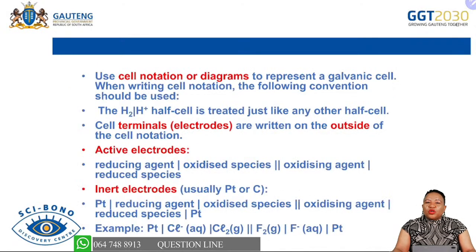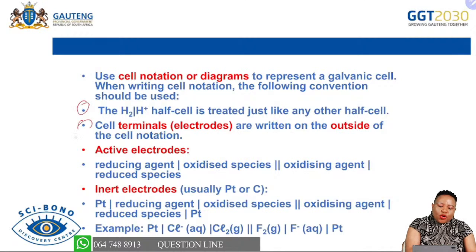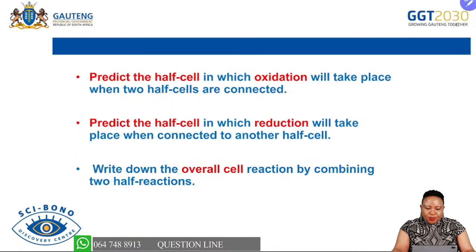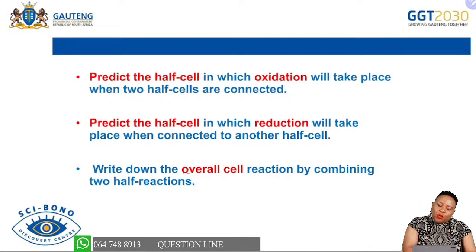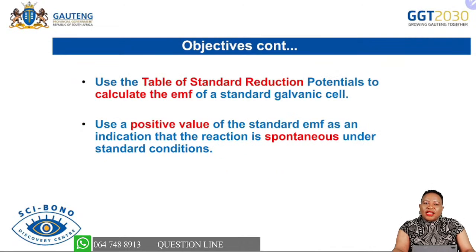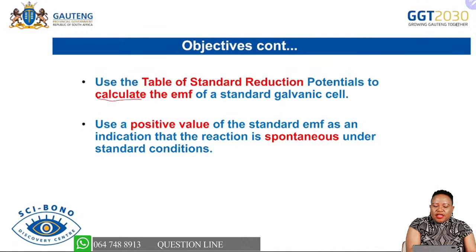We are also going to use the cell notation to represent a galvanic cell, whereby there are bullets that are stipulated on how we can use a cell notation to represent a galvanic cell. We'll predict a reaction where a half reaction occurs. We'll start by looking at where oxidation occurs and where reduction occurs, and we'll also be supposed to identify or write down the overall reaction. We'll also use the standard reduction potential table to calculate the EMF.